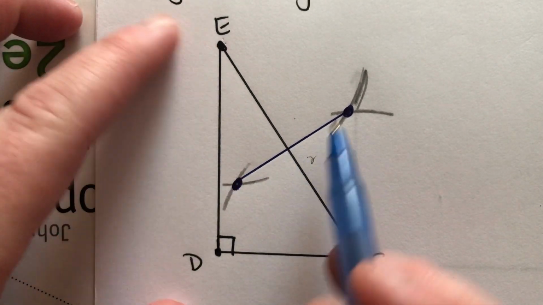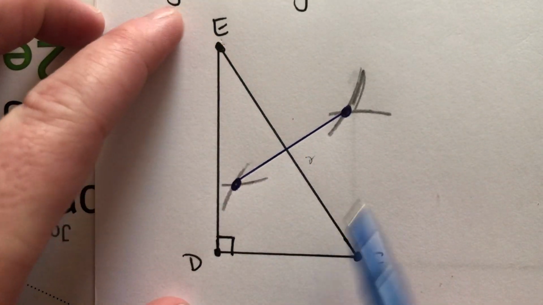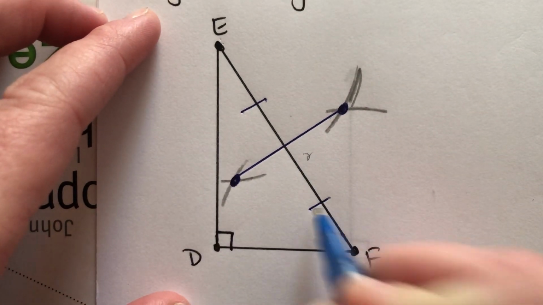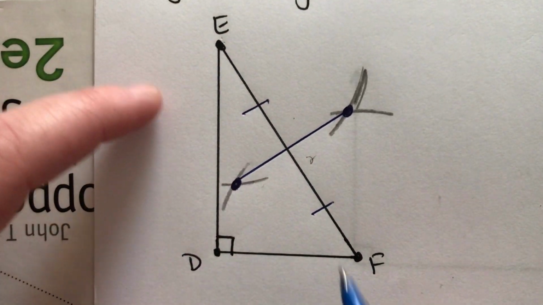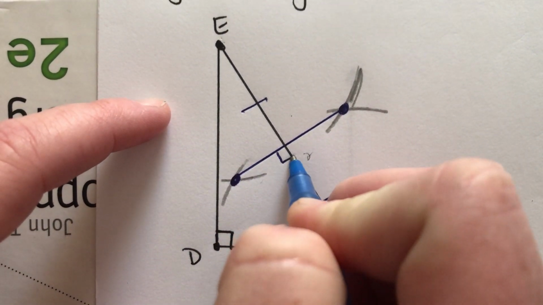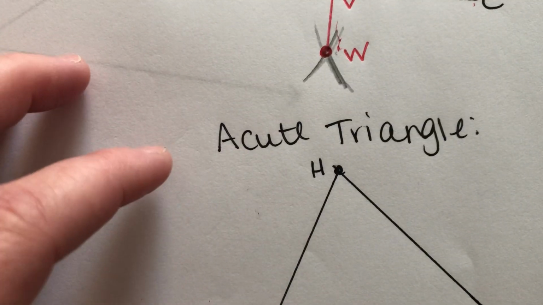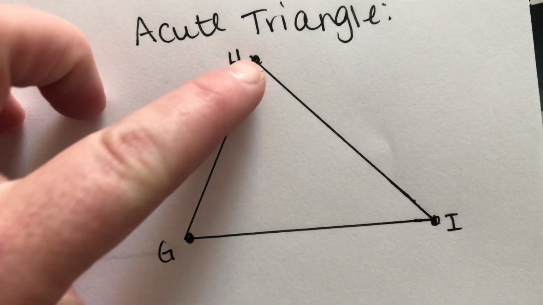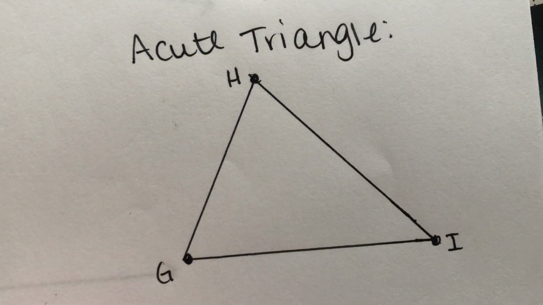This line I constructed is a segment bisector because it cuts EF in half. Now this half is congruent to this half. And it's a perpendicular bisector. It crosses it at 90 degrees. Okay, let's do an acute triangle. That's when all 3 angles are less than 90 degrees. Right, so I'm just going to pick a side.